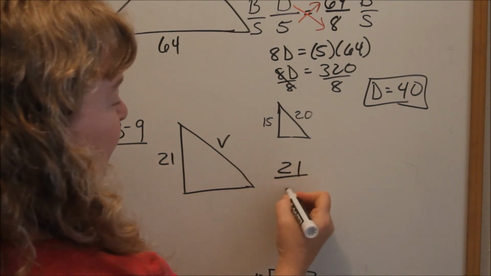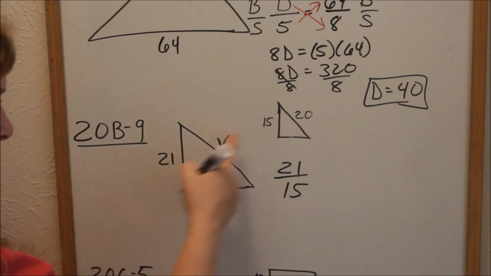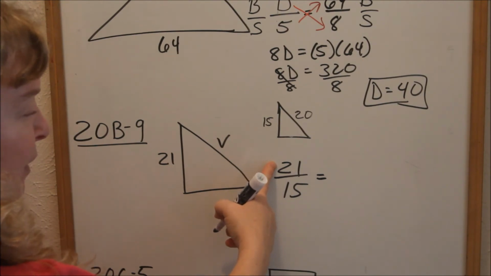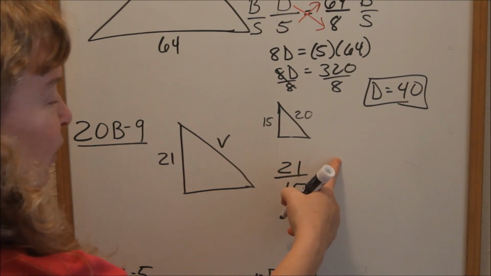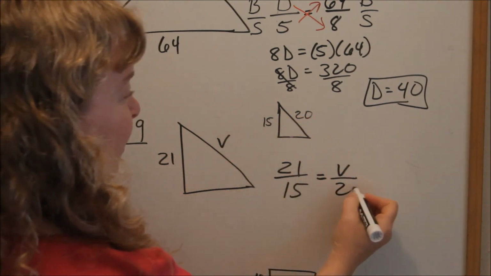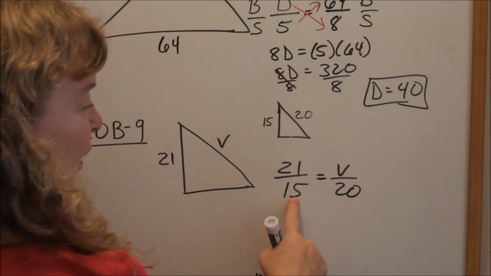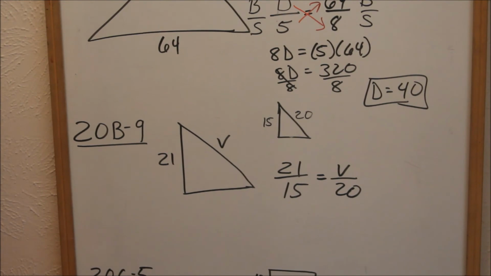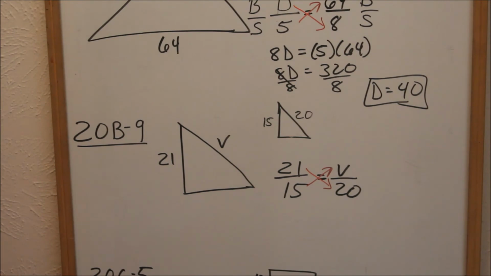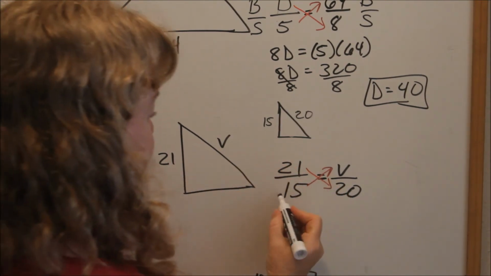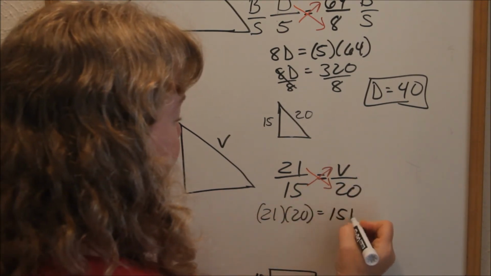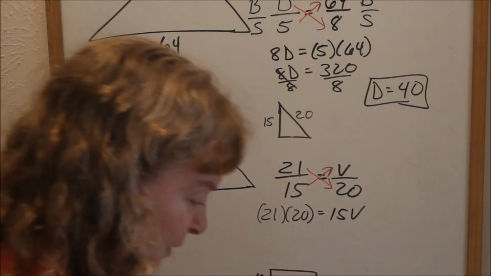So 21 is to 15, and I set up a fraction. Then I'm going to set it equal to another fraction. Since I started with the big triangle in the numerator here, I've got to start with the big triangle in the numerator over here. So I need to start with V over, and it corresponds to this side. So both the numbers in the denominator come from the small triangle. Both the numbers in the numerator come from the big triangle. Then from there, you cross multiply. Cross multiply means take this number times this number, 21 times 20, set it equal to 15 times V. Multiply these two things together.